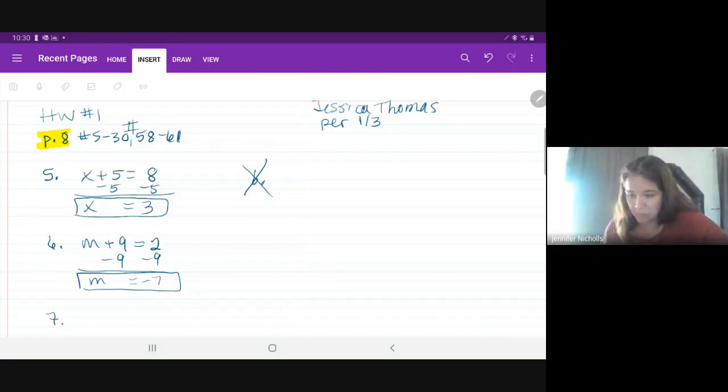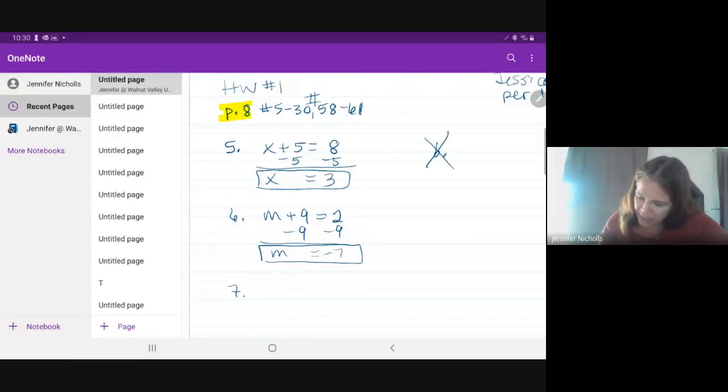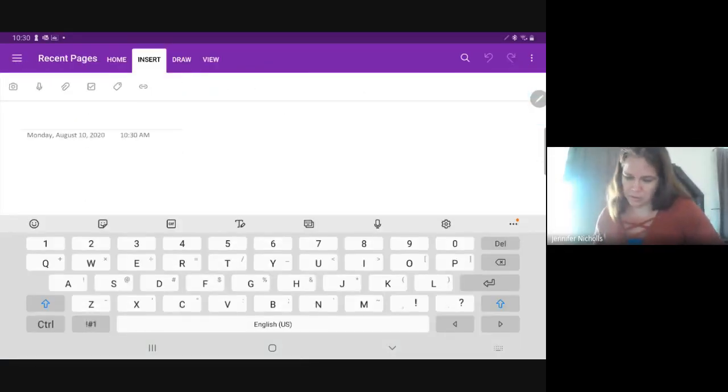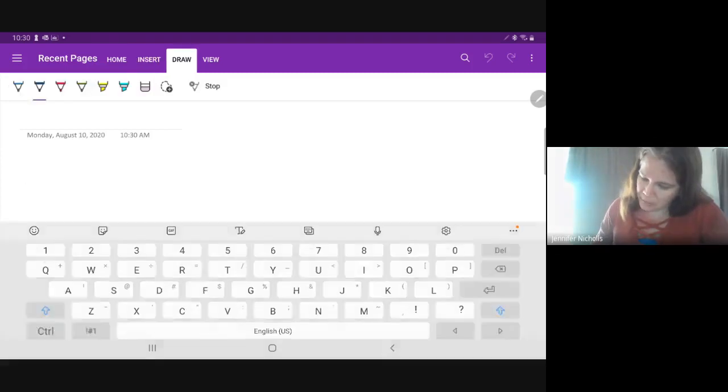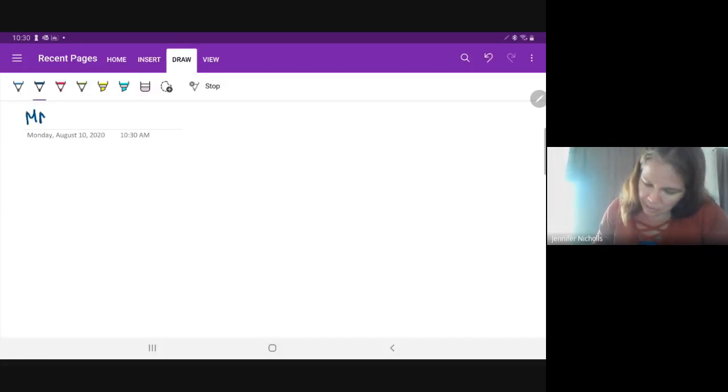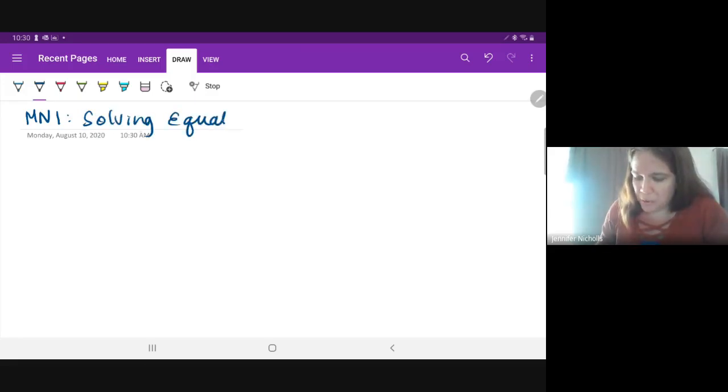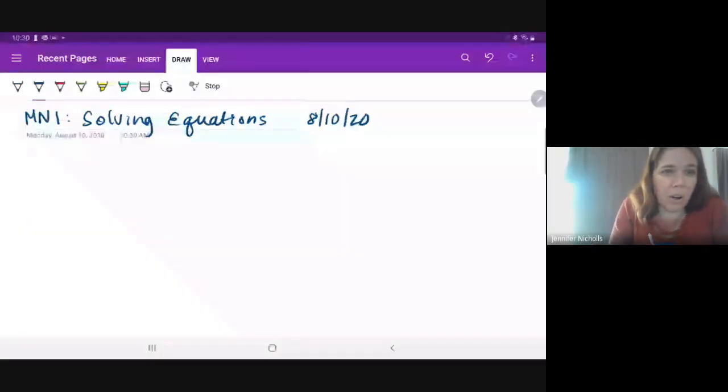Sounds good? Okay, so let's get to our notes today. We have a few examples. Label this Math Notes 1. And this is going to be solving equations. If you're not in your graph paper notebook, you should put the date so that you can find it later if the pieces of paper are all in random spots. Okay, so let's start with our first example.